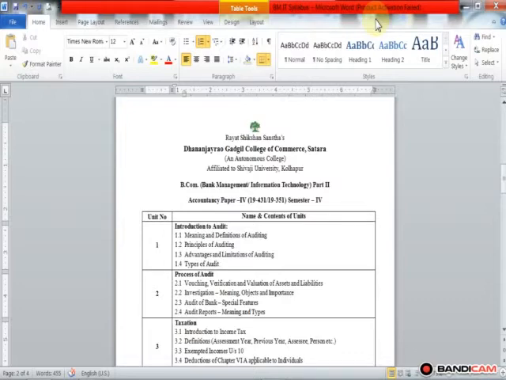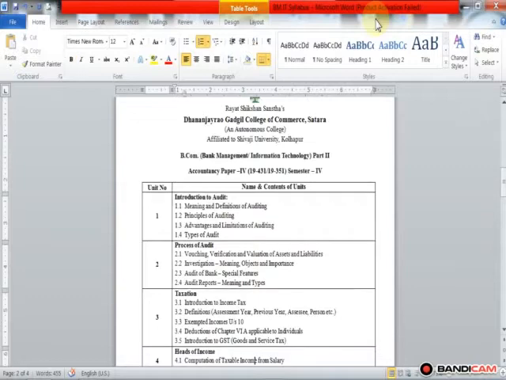Accountancy paper 4th. The subject code of bank management is 19431 and for IT 19351, semester 4th. Unit number 1st and name and content of unit.